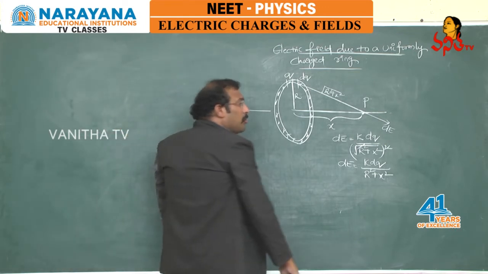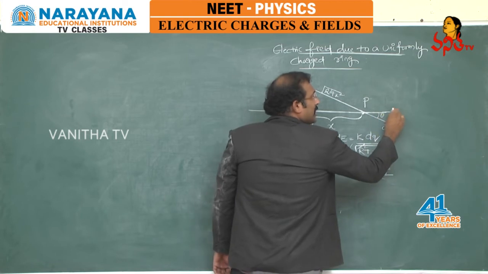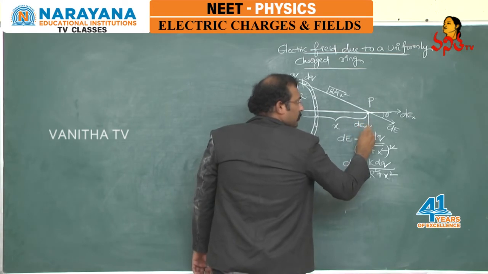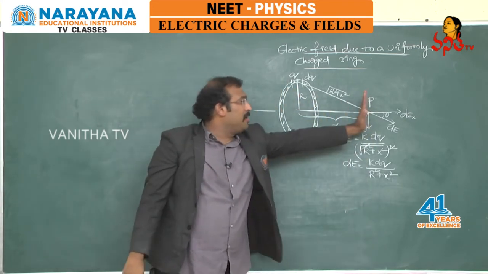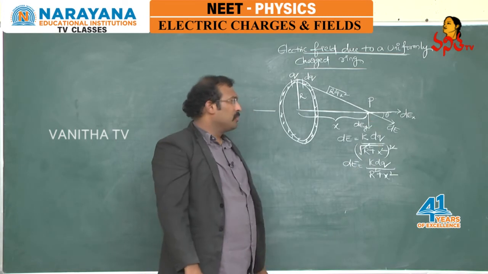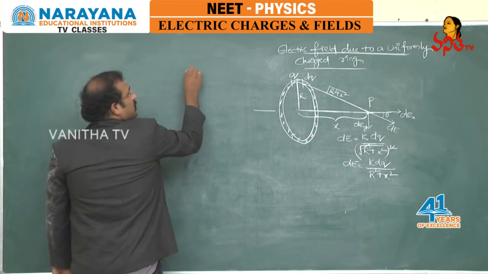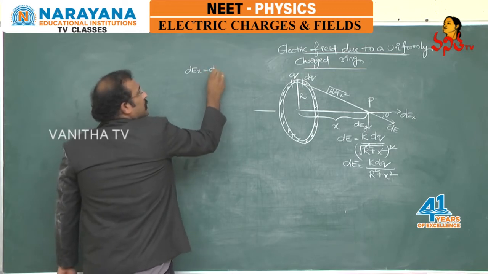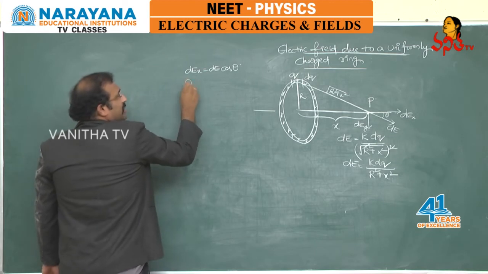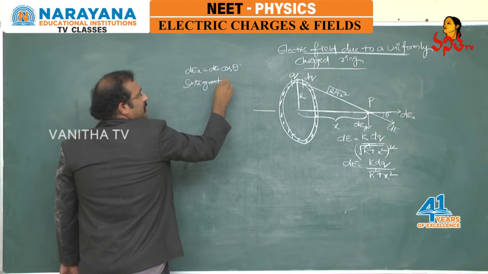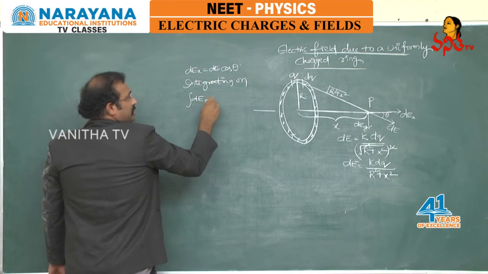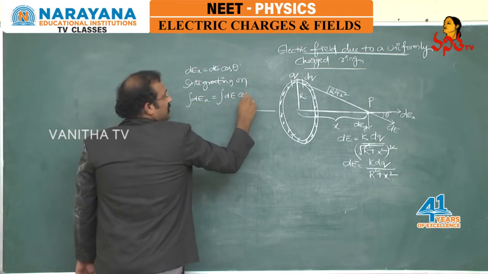Now the components of this field along the axis is dEx. The component along the plane of the ring is dEy, along the y axis. So now we will see what the electric field along the axis is. dEx is equal to dE cos theta. I will calculate the total field by integrating on both sides. So integral of dEx is equal to integral of dE cos theta.